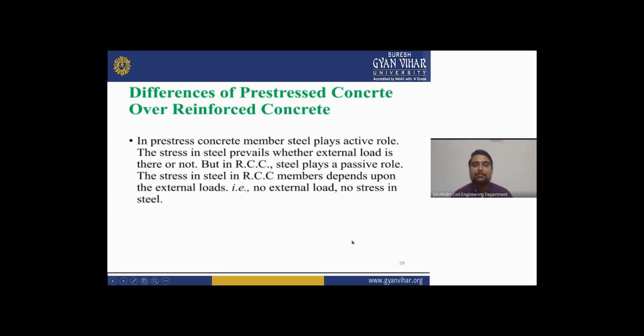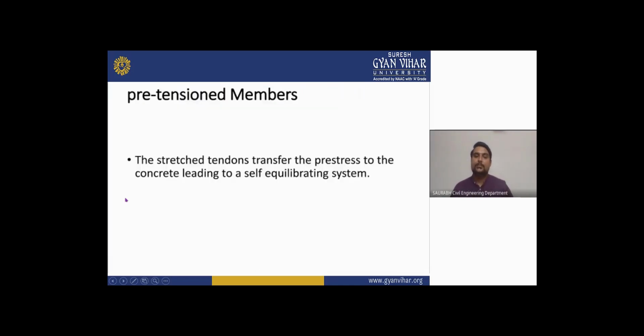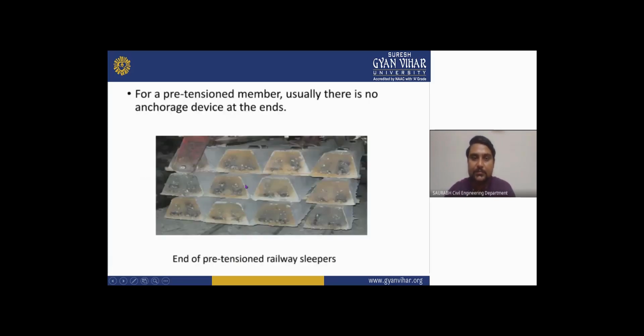Now we will know the differences of pre-stressed concrete over reinforced concrete. In a pre-stressed member, the stressed tendon transfers pre-stress to the concrete, leading to a self-equilibrium condition. For a pre-tensioned member, usually there is no anchorage device at the end. As you can see in the graph, the end of a pre-tensioned railway sleeper. This is a photograph of a railway sleeper.